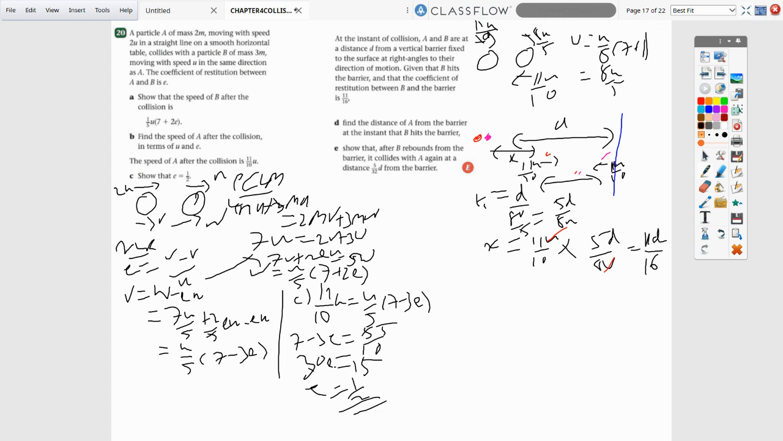So the distance that we want is going to be d minus... This is what this bit here is. This is going to be d minus 11d on 16, which is just 5d over 16. Right, that is part D. Part A: show that after B rebounds from the barrier, it collides again with A at distance 5 over 32 from the barrier.